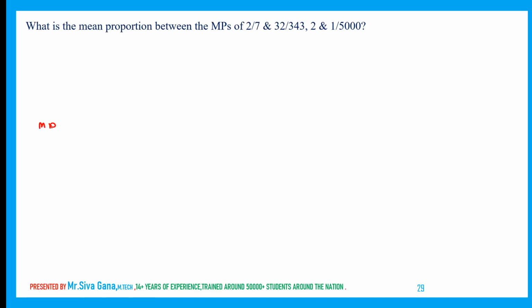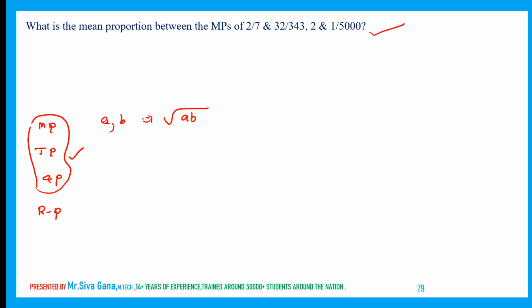What is the mean proportion between the given terms, right? Mean proportion of the two terms a comma b is nothing but square root of ab. Mean proportion, third proportion and fourth proportions, these are the important proportions in the topic of ratio and proportions. I explained at length. Here asking about mean proportion, the same question I covered in my video course also, right?